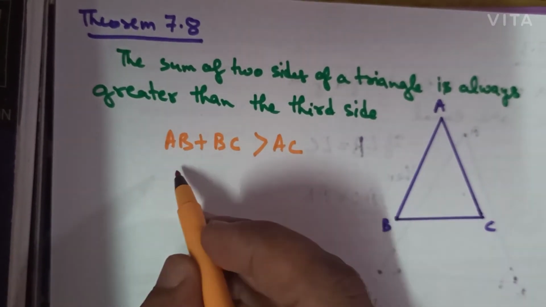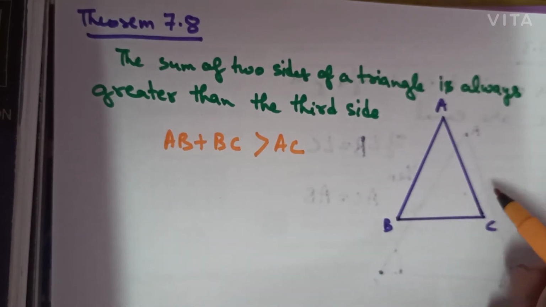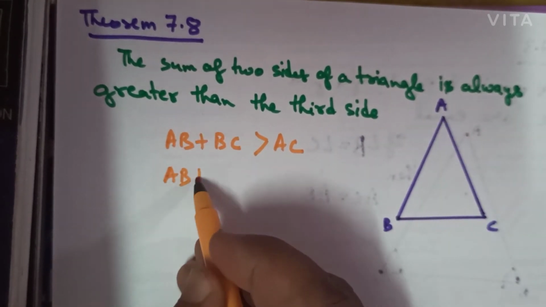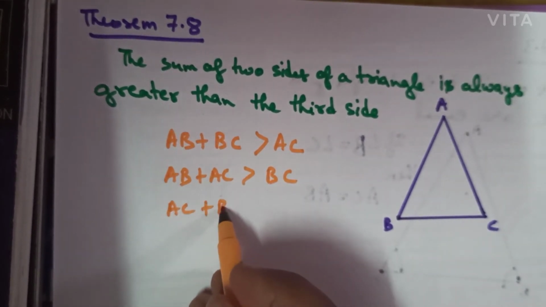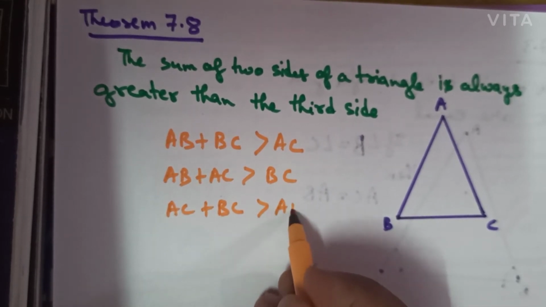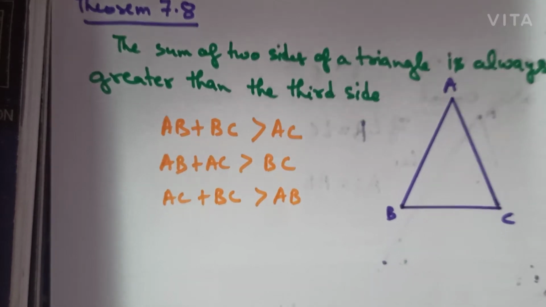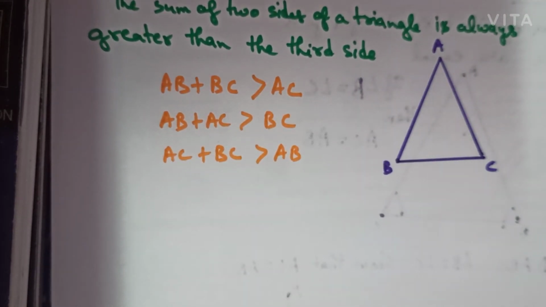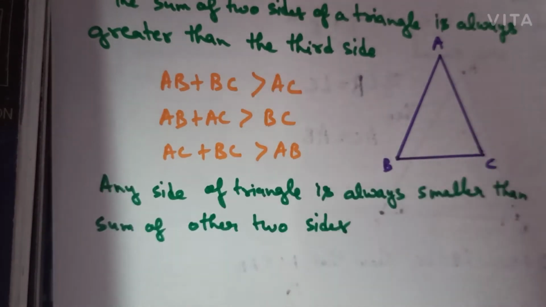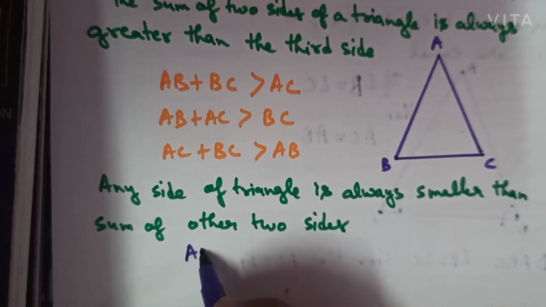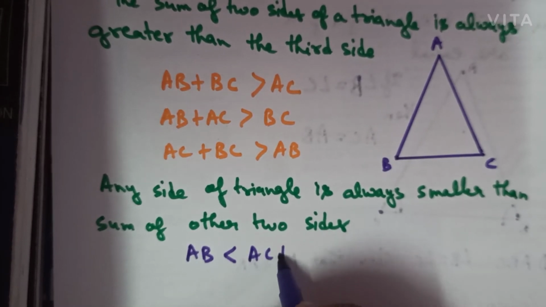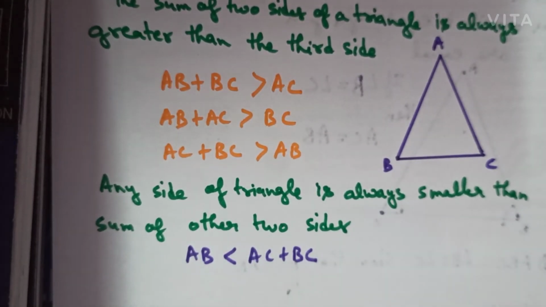Let me write it also: AB plus BC is greater than AC, AB plus AC will be greater than BC, and AC plus BC will be greater than AB. So all these statements are correct. Now if this is so, then the converse of this is also true, that is, any side of a triangle is always smaller than the sum of the other two sides. Like here AB is smaller than the sum of AC plus BC. So any side we take will always be smaller than the sum of the other two sides.